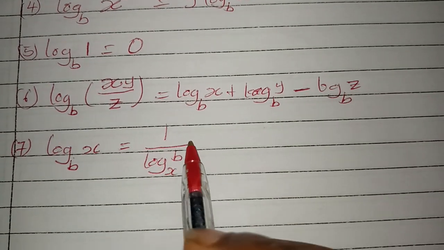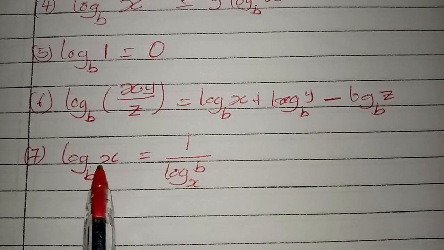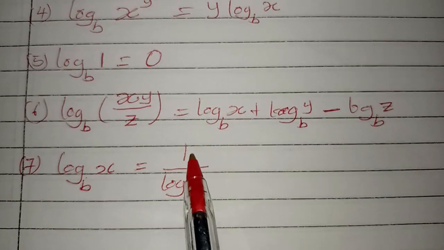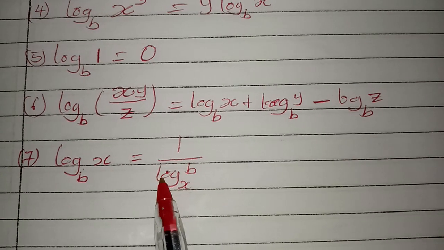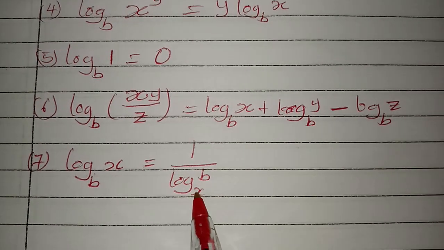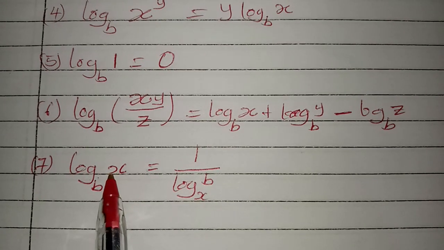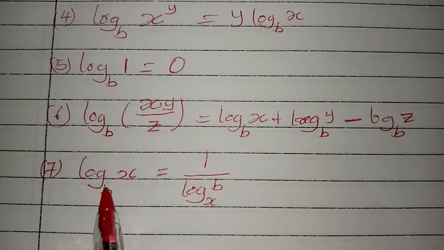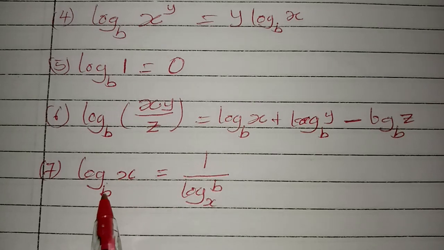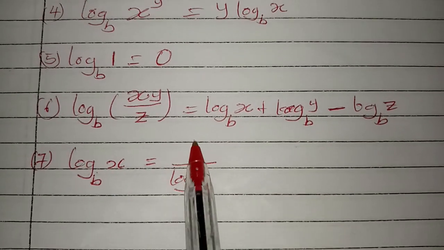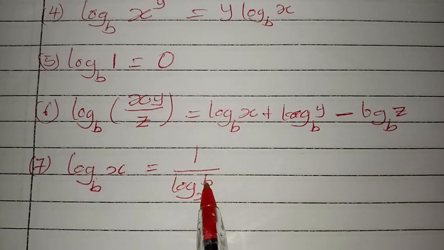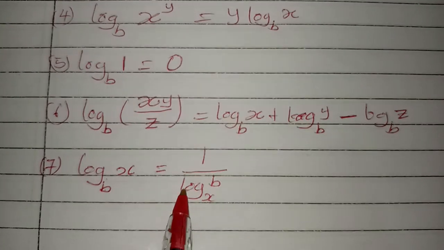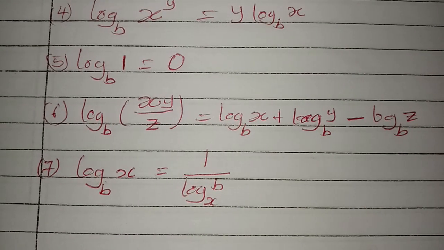Base. So if you have any logarithm question in the form of this, and you're asked to find the value, it is always equal to 1 over log b to the base x. So if assuming this was given to us as log a to the base x, then your result must be 1 over log x to the base a. Yes, so that is it for this law. Let's move on to the next one.